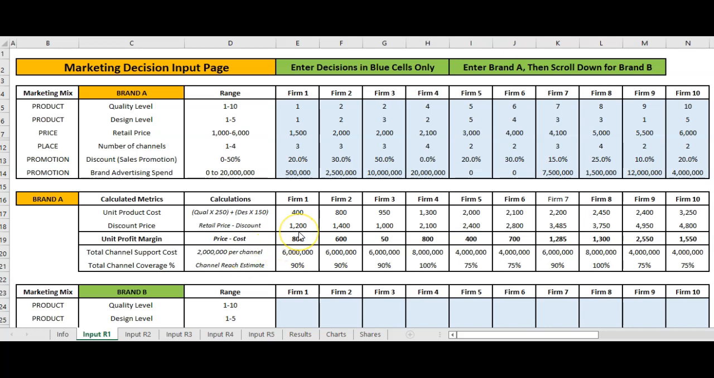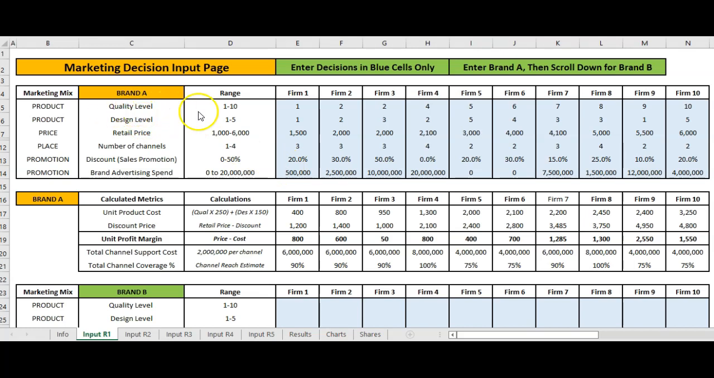This is the spreadsheet or the Excel game that the instructor will see. So if you're a student, you may or may not see this particular page. Down the bottom, we have input R1 for round 1, round 2, all the way up to round 5. There are input pages. If you're a student and playing in a team, you will have to fill in a decision form.